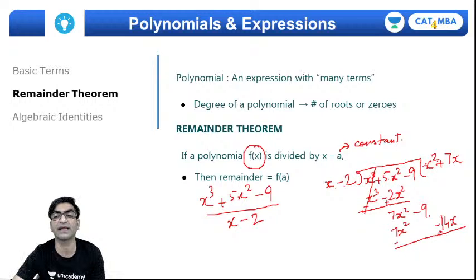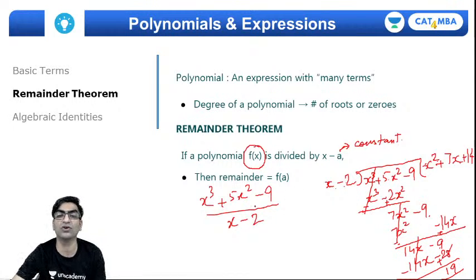Now reverse their signs, right? What will happen? 14x minus 9 is what I get. So if I want to make 14x, I'll multiply x with plus 14. And if I do that, I'll get 14x minus 28. On reversing the signs, 28 minus 9 gives me 19, right? So here I know the remainder is 19, correct?